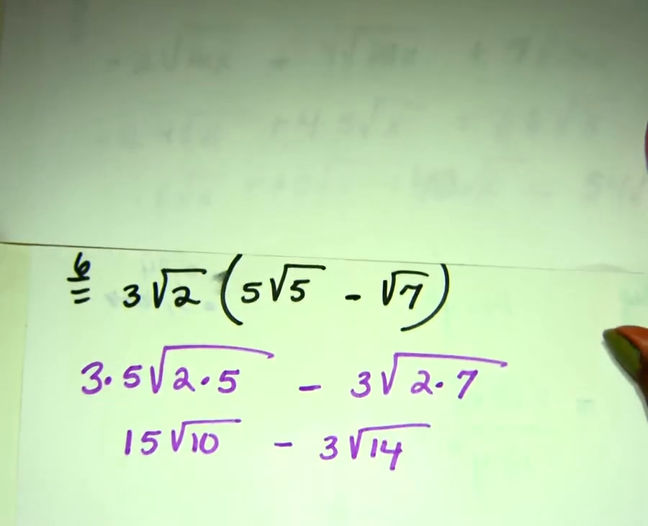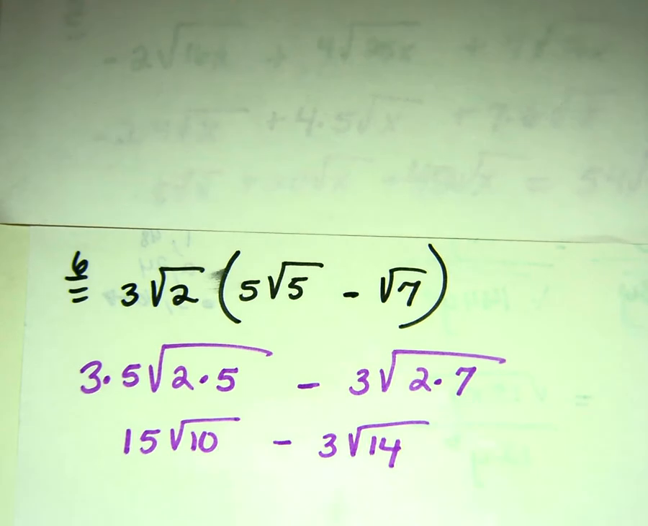Your next example is combining subtraction with the distributive property. So you got a lot of square roots going on. So we have 3 times the square root of 2 times 5 square root of 5 minus square root of 7. So notice right here, what I did was the distributive property. So 3 times 5, and then I got my radicals under them. So I left that under there. And then I did the next one. I did 3 square root of 2 times 7.